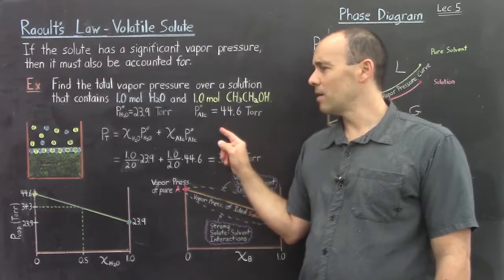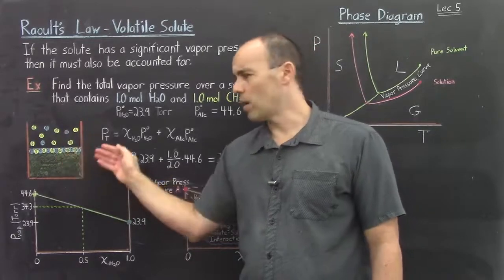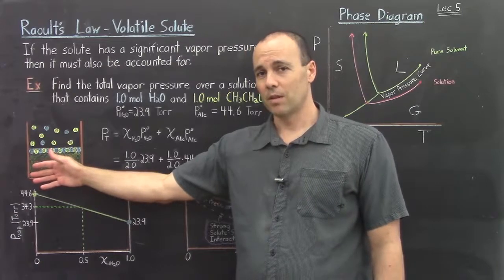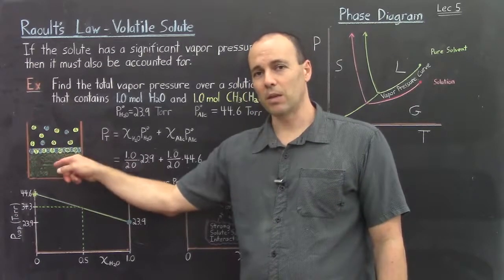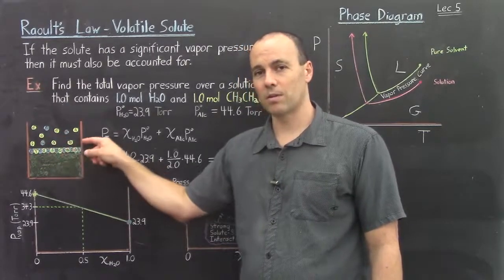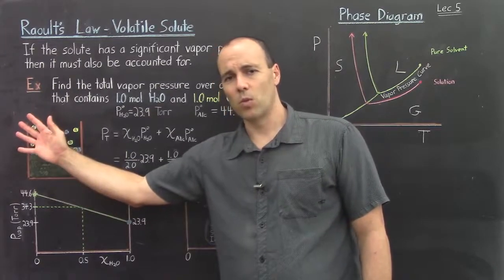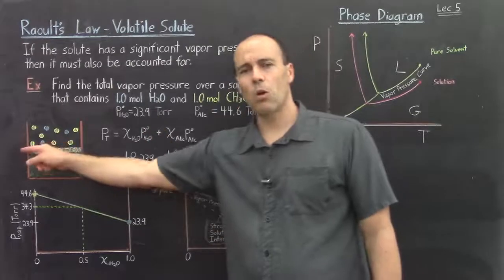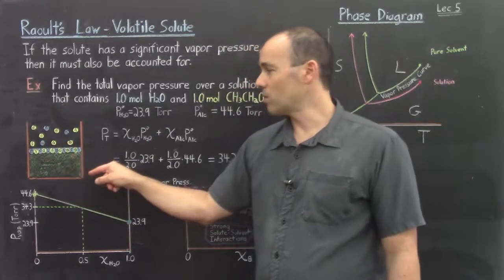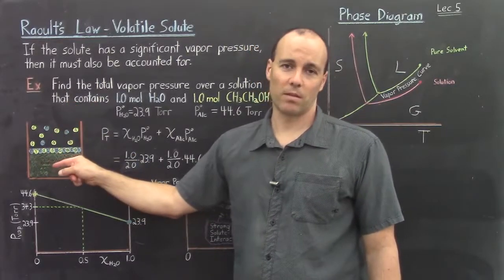Now we can imagine what this solution looks like by this diagram right here. The water and the alcohol completely mix. They are totally miscible. So all of the molecules will be intermingled, and likewise at the surface you will have water and alcohol molecules. Now the water wants to vaporize with its own vapor pressure. However, the alcohol, at least some of it, is in the way. And likewise with the alcohol, it wants to vaporize, but the water is in the way.